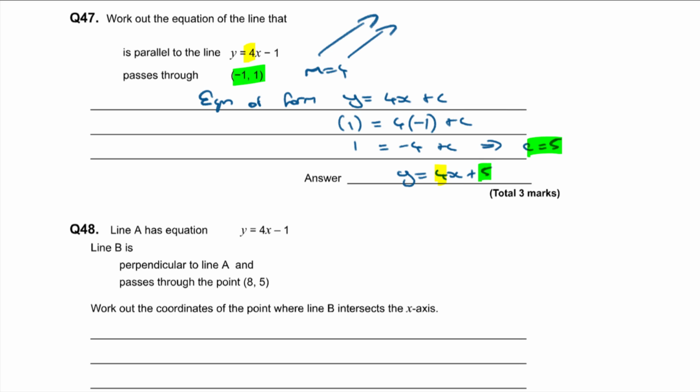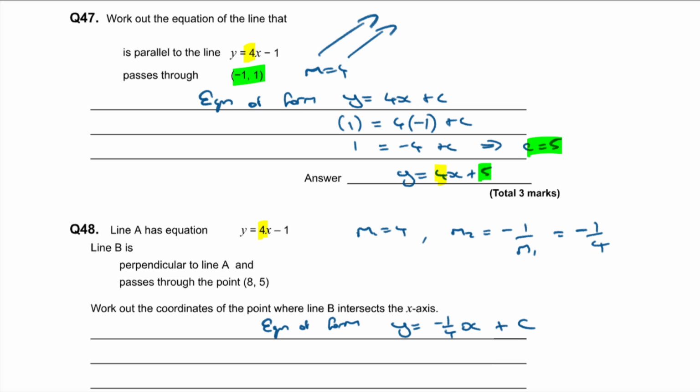Okay. Question 48, line A has the equation y equals 4x minus 1. Line B is perpendicular to line A and passes through the point 8, 5. Okay. So our original line has gradient of 4. So that's m1. m1 is equal to 4. Now what's m2, the gradient of our new line? m2 is going to be the negative reciprocal of m1. So it's going to be minus 1 over 4. Okay, that's the gradient of my new line. So the equation is going to be of the form y equals m, where m is minus a quarter, x plus our y-intercept c.